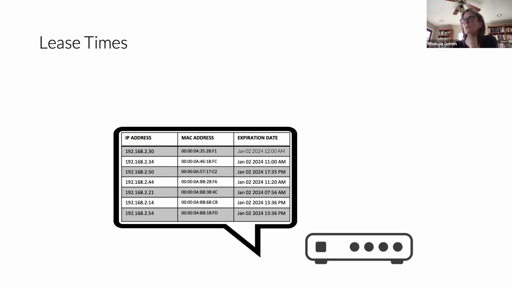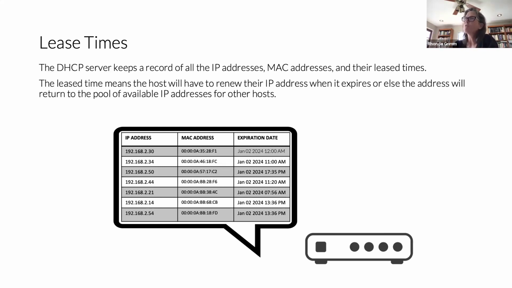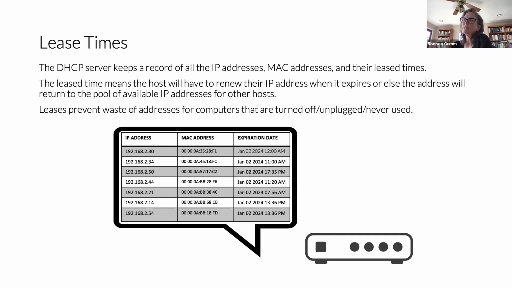So the router also keeps track of the lease times, and it's saying, okay, I gave this IP address to this MAC address, which was the MAC address of my laptop, and it's going to expire at this time, but I'm going to check in about halfway through that lease, still see if they still need it. If they don't, then I'm going to return that to the pool of available IP addresses so that other hosts can use them. So the lease really prevents a lot of wasted addresses in case a device is unplugged or never used and all that good stuff.